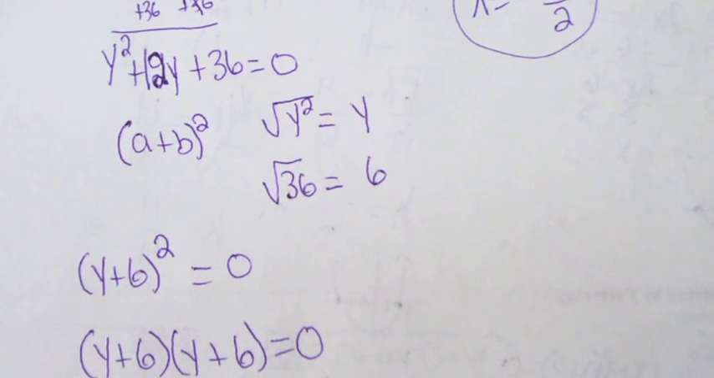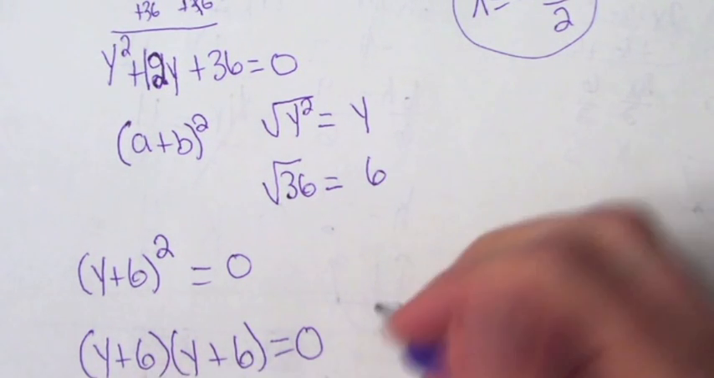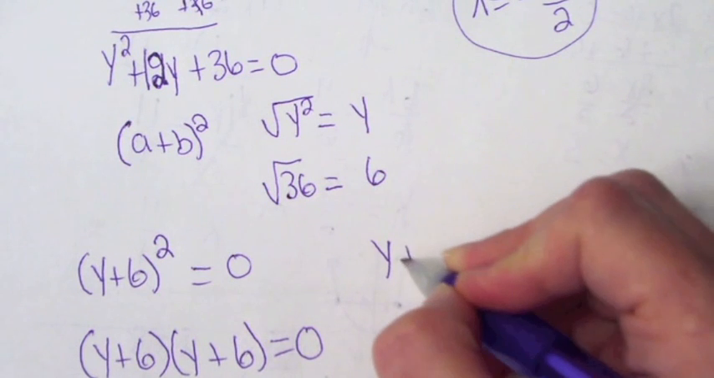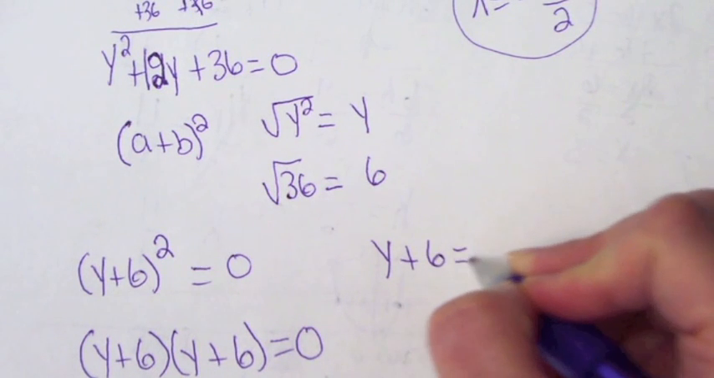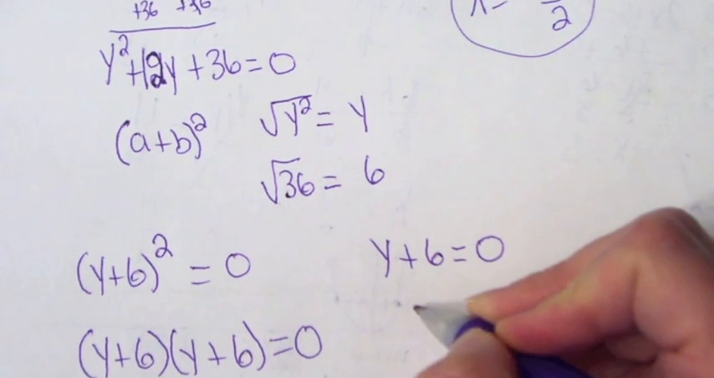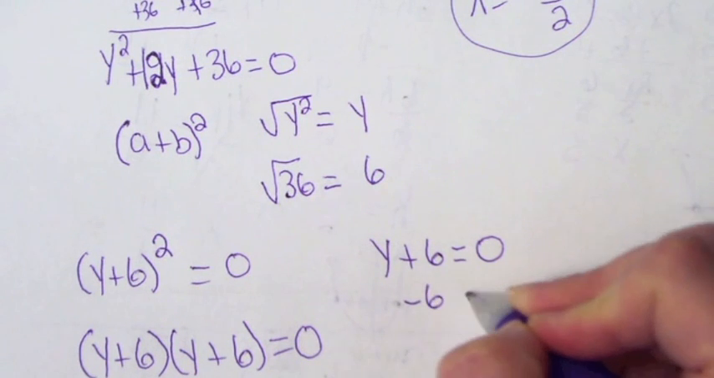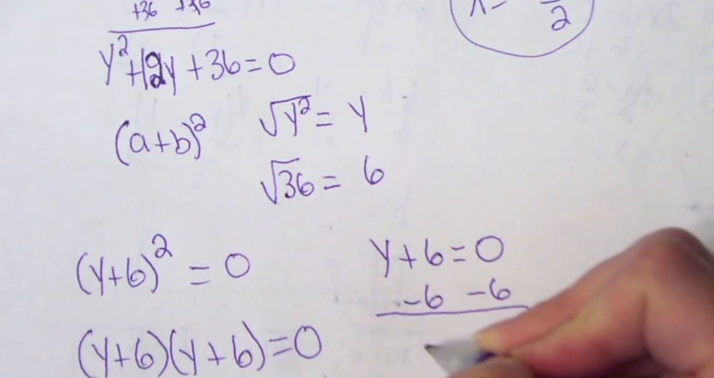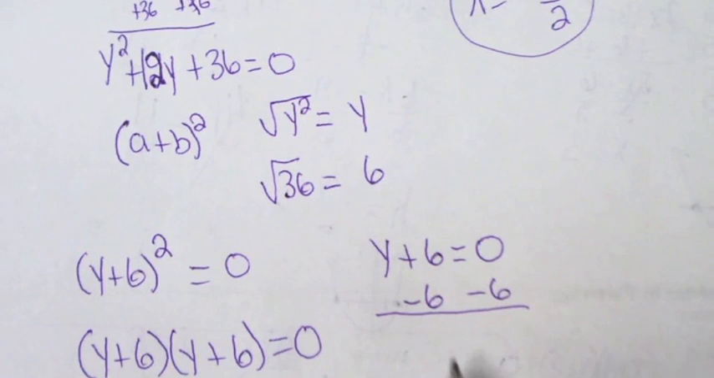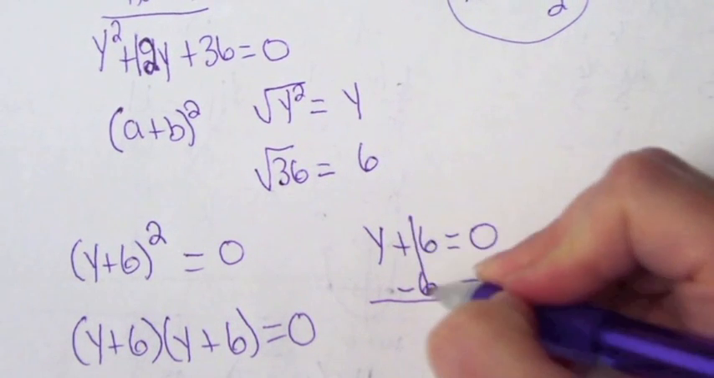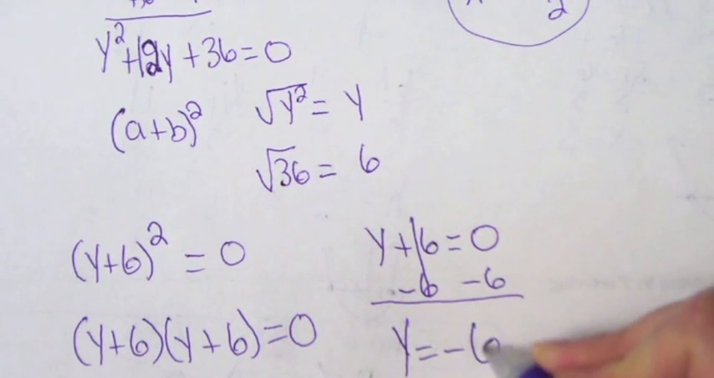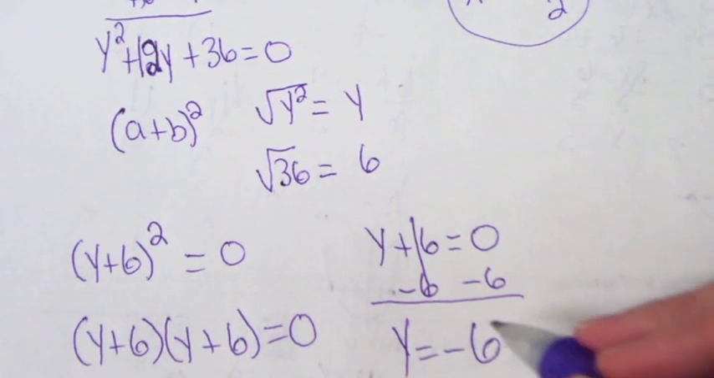Okay, now we have 2 of the same ones to set equal to 0, so we only really need to do one of them. Okay, so now we're going to cancel out our 6's, and we get y equals negative 6. Now we have 2 answers, negative 6 and negative 6. So we only have one answer on here. The answer is y equals negative 6.